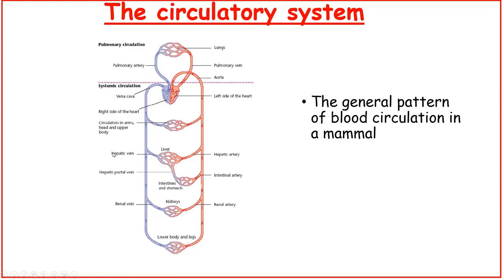Anything to do with the liver has the word hepatic in it, so you've got hepatic artery and a hepatic vein. You've got the intestinal artery, and from the intestines to the liver, you've got the hepatic portal vein. Anything to do with the kidneys has the word renal in it, so you've got the renal artery takes blood to the kidneys. The renal vein takes blood away from the kidneys.